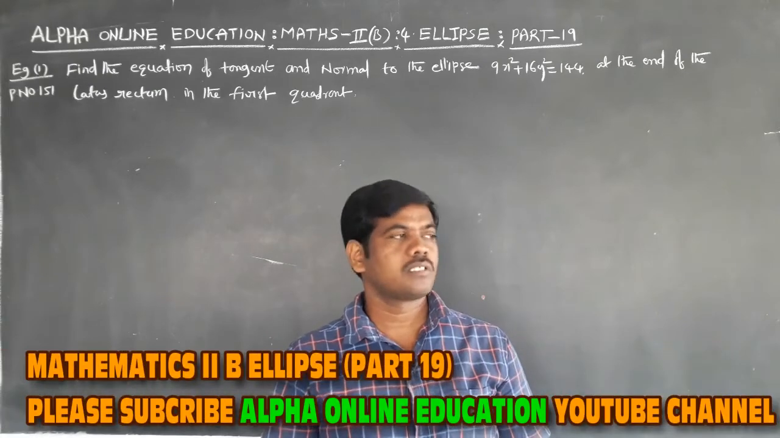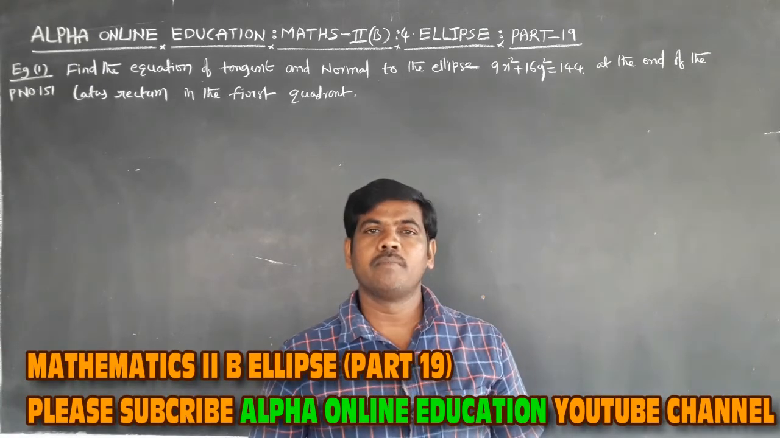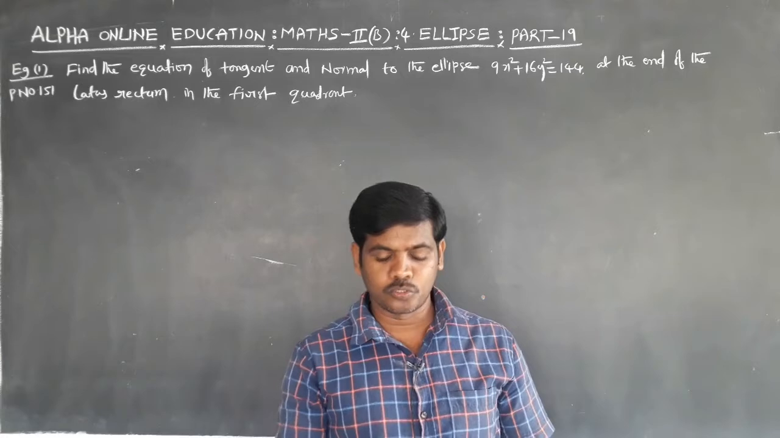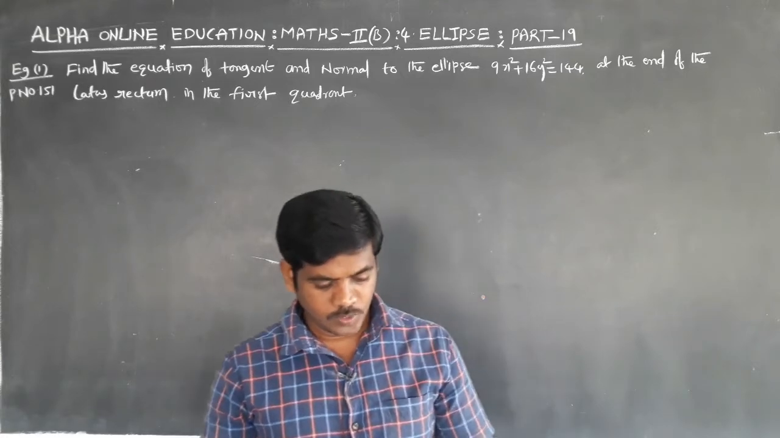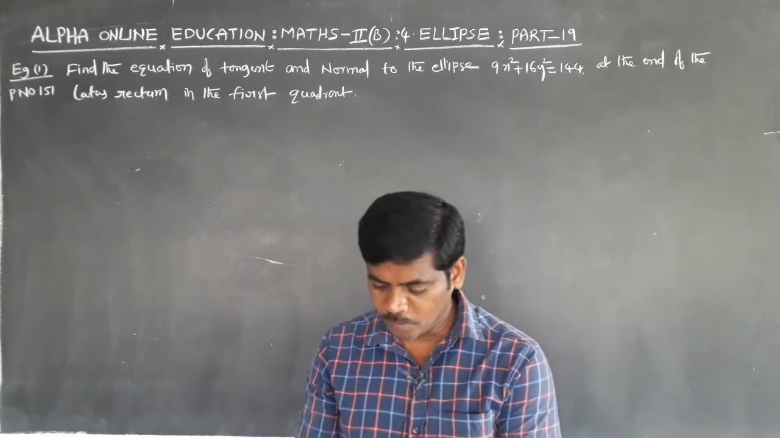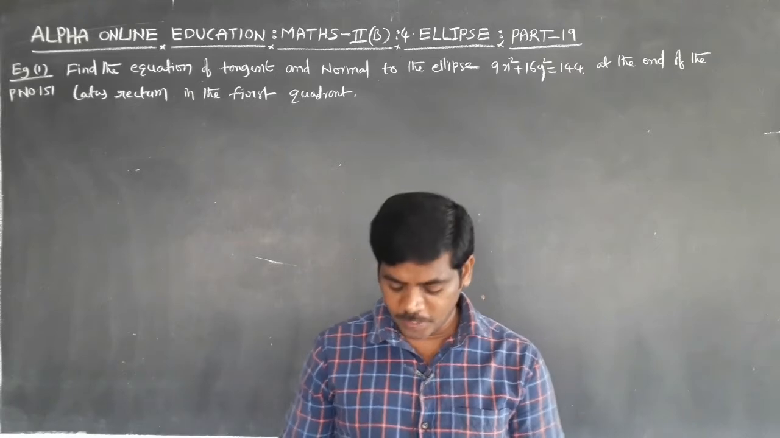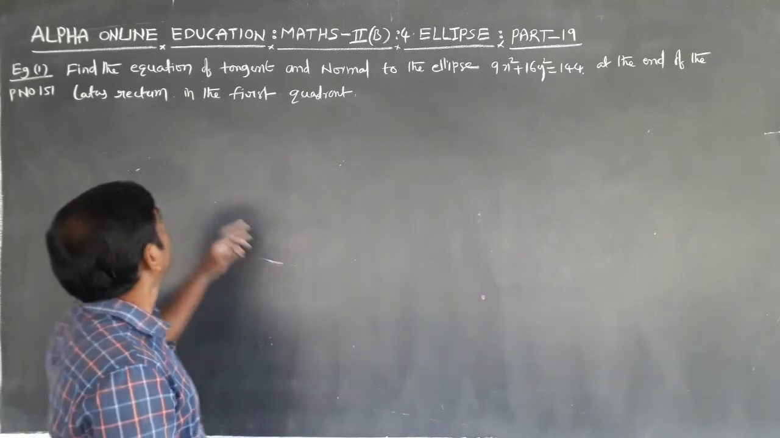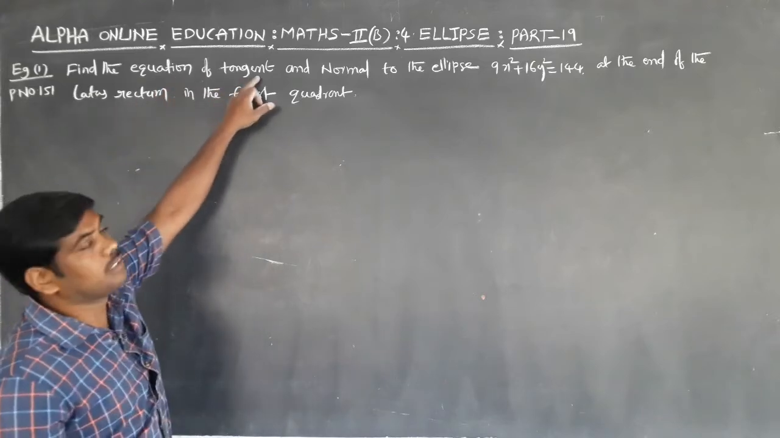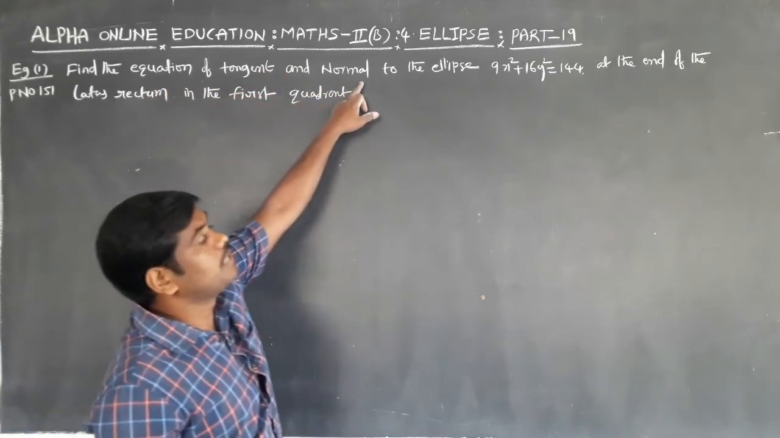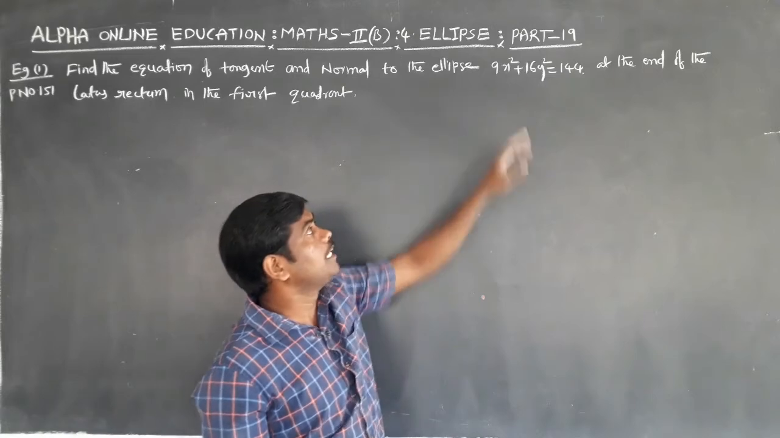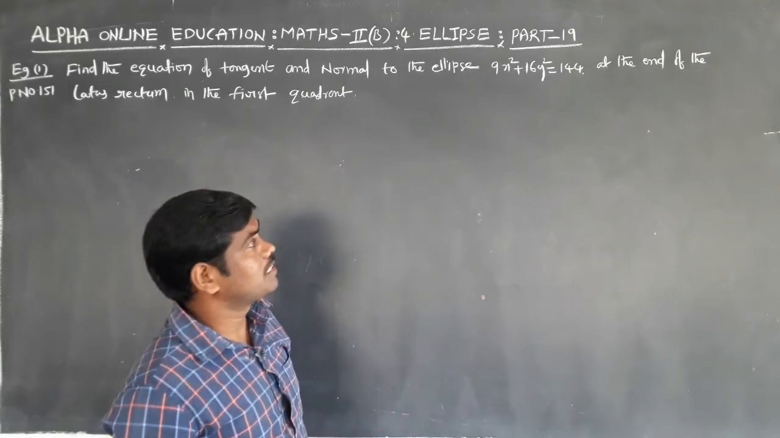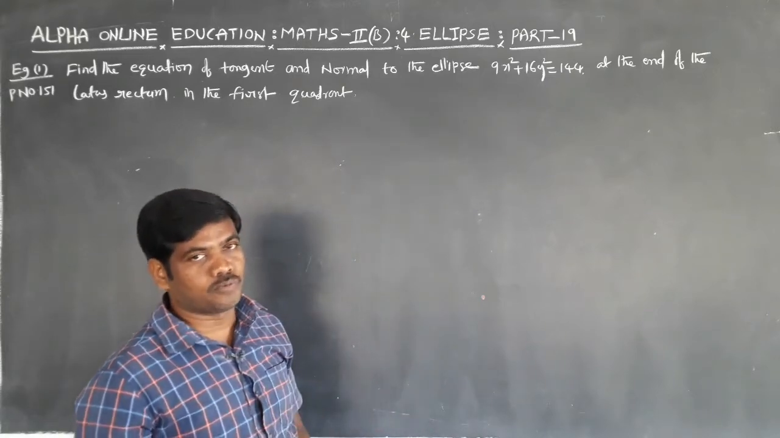We solve some problems. Mathematics 2B, fourth chapter, ellipse. First one is the first example, page number 151. First example, most important problem. Find the equation of the tangent and normal to the ellipse 9x square plus 16y square equal to 144.